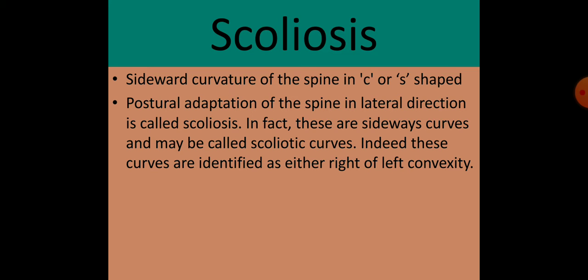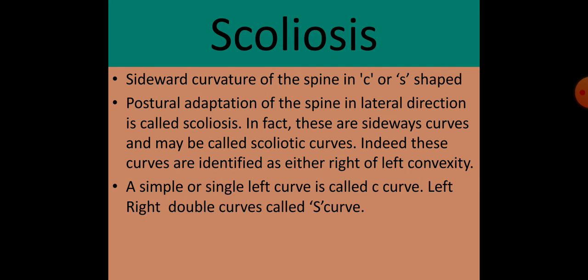A simple or single left curve is called C curve, as I have told you. When the spine is shifting towards the left at only one place, it is a single curve. A single left curve is called C curve. A left-right double curve, when one part of the spine is moving left and another is moving right, is called S curve.